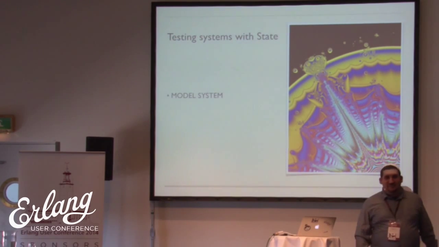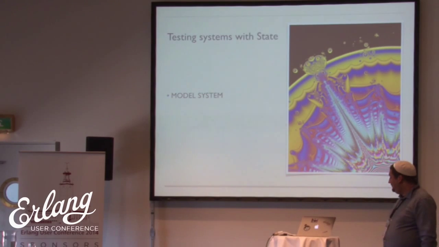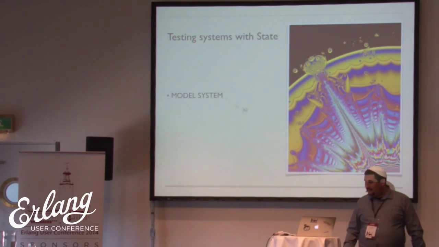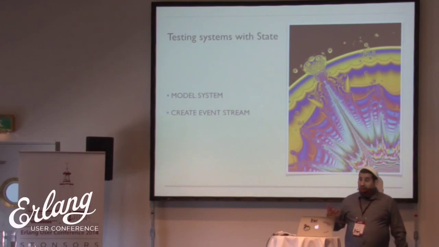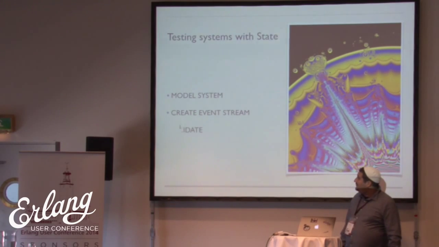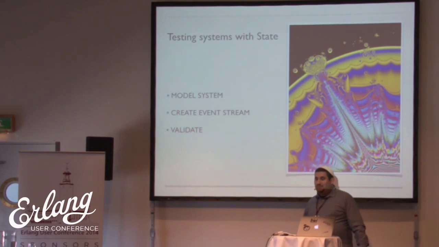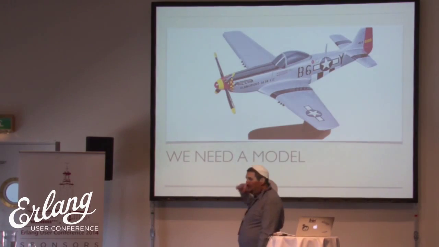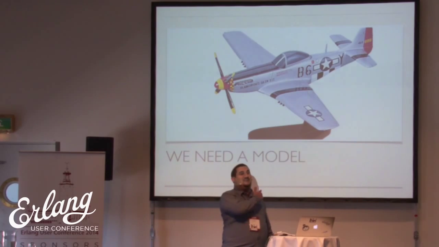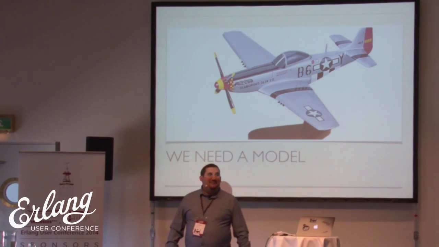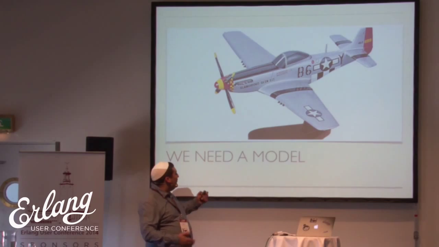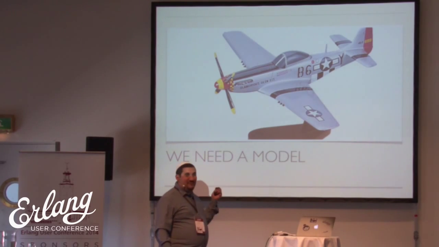So when we test a system with state, we want to model the system. And we're going to basically create an event stream to run through the system. And then we're just going to validate that what we think our model reflects what's really happening. So what we need is a model airplane, or a model system, not a model airplane, but I don't know how to create a picture of a model system, so you all get a P-51 Mustang.